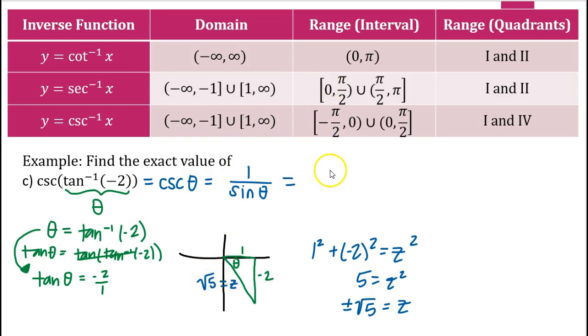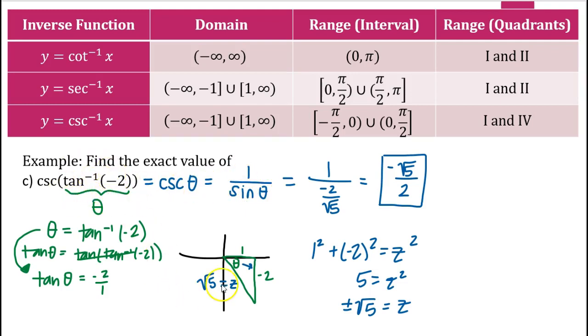So now I get 1 over sine of theta. Sine is opposite over hypotenuse, so negative 2 over the square root of 5. And this works out nicely. When I divide by this fraction, it's multiplying by the reciprocal, so I get negative square root of 5 over 2. We actually didn't deal with one of these inverse cotangent, secant, or cosecant functions. We just dealt with a regular cosecant function, but still used that idea of the reciprocal identity here.